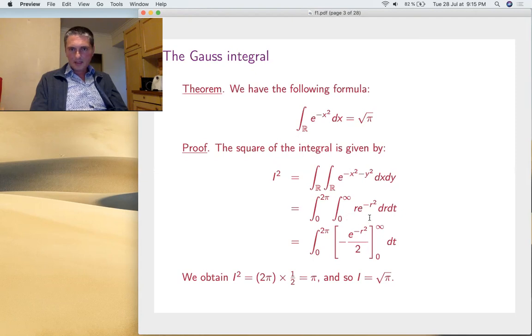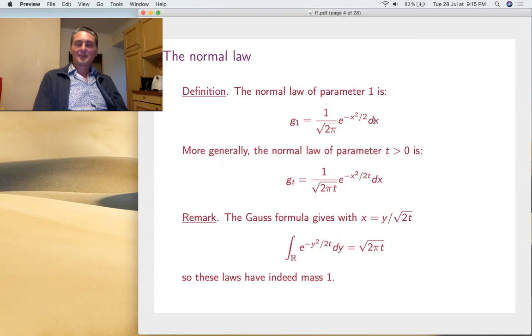And here, actually, I have a derivative of something, you see? So if I evaluate this at infinity it is 0, and at 0 it is minus 1/2. So you get finally the length of the interval here, 2 pi, times 1/2, which is pi. So the Gauss integral is the square root of pi. Very tricky. Now with this, we can talk about Gaussian laws, right?